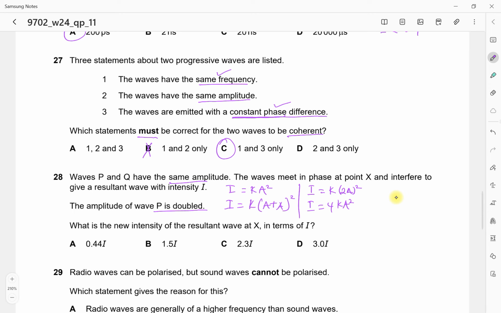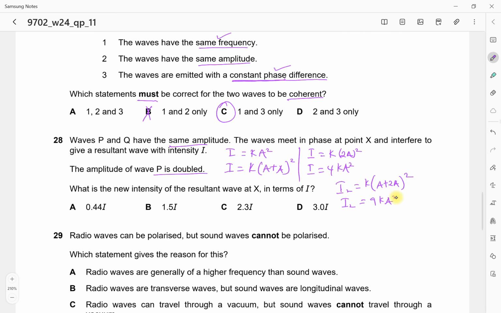Number two, now the amplitude of P is doubled. The amplitude of Q has remained the same. So the new intensity, I will call it I2, is going to be equal to a constant K times A plus 2A, because one is doubled, then this is squared. Because this is 3A, it becomes 9K A squared. So I'm going to divide I2 by I. This is going to be 9K A squared divided by 4K A squared.